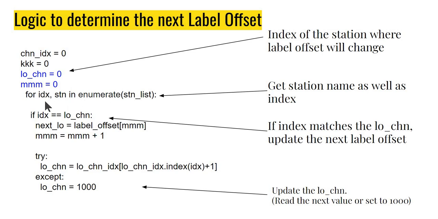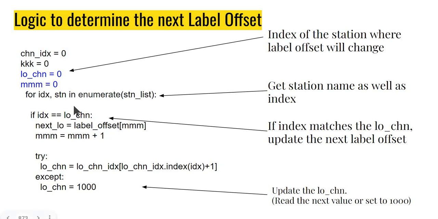This IDX will go from 0, 1, 2, 3, 4, and so on. If I see that my IDX has become the same as LOCHN, I will take the next LO to be label offset MMM, which is basically reading off from the label offset, which is now a list of lists. Exactly again, same as what I did for step. And now when next time this condition happens, because remember IDX is increasing, I will look at the next value of label offset.